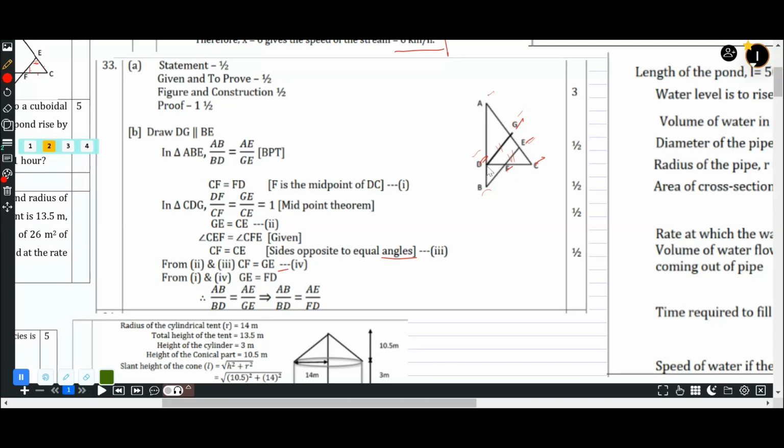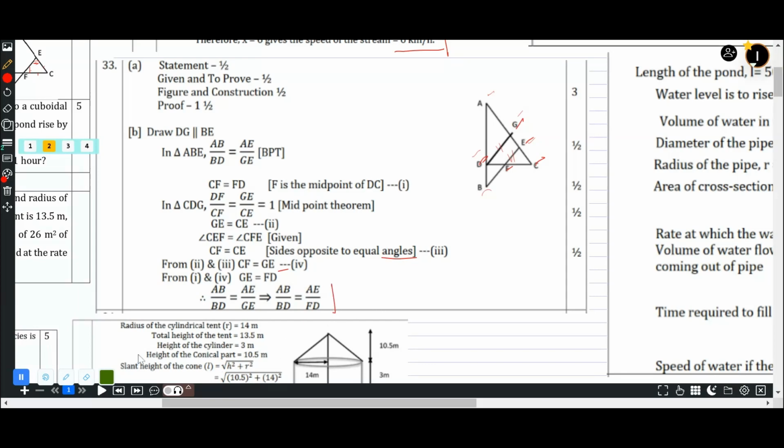Why? Because CF is equal to DF, and F is the midpoint. So DG is equal to FD. So if you see AB over BD is equal to AE over GE, this turns into AB over BD is equal to AE over FD. Correct? Is it clear or not?